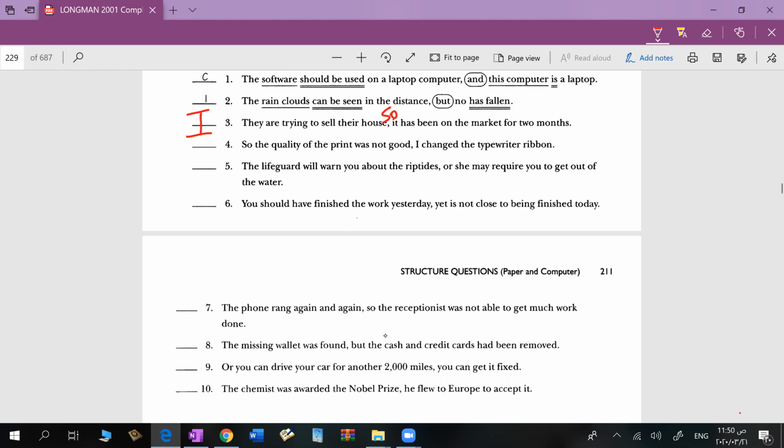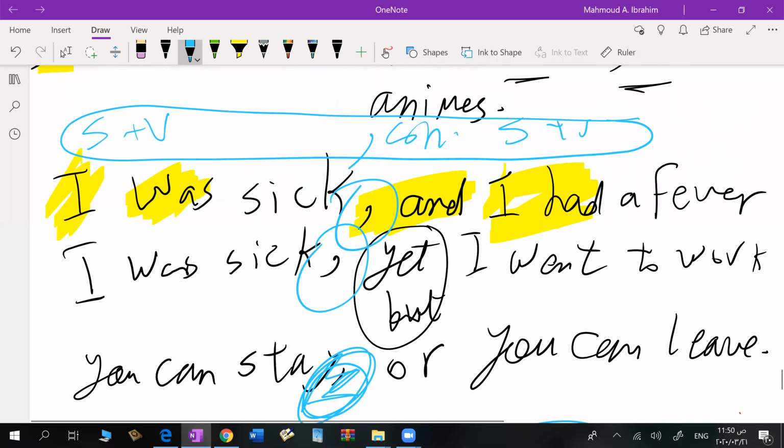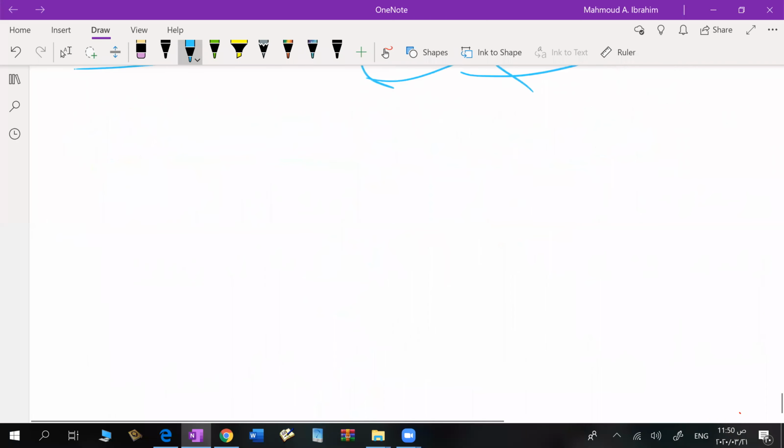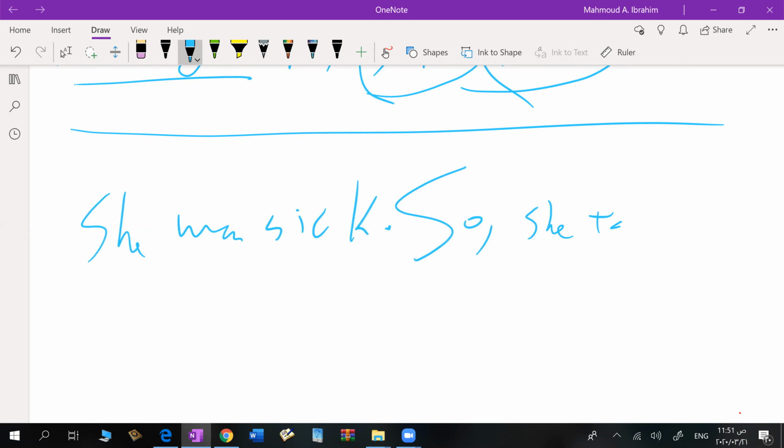Incorrect. This reminds me of something very important, guys. We said the only way you can use this structure is like this: subject verb, comma, connector, subject verb. Okay? The fanboys can never be used in any other ways. So one common mistake I always see is that people start sentences with so. Like for example, she was sick, full stop, so she stayed home. Can we do this? No.